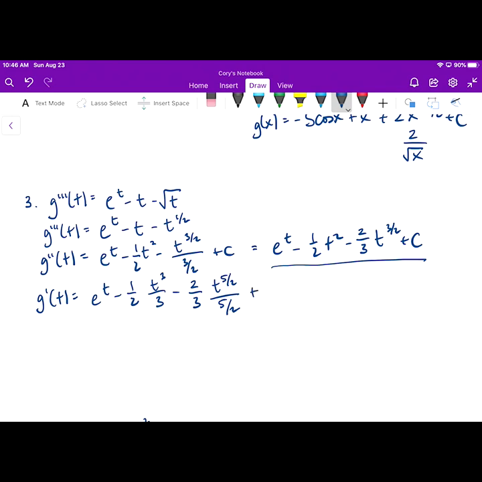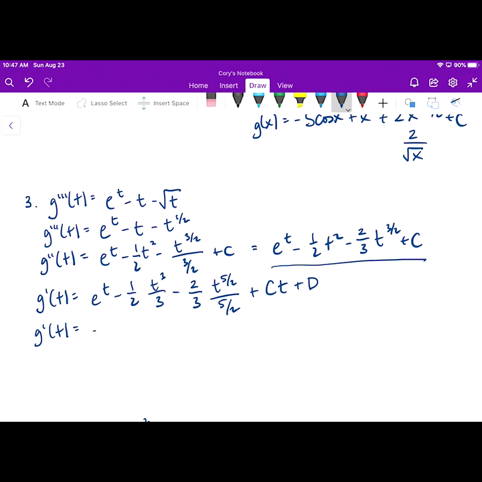plus, if we take the antiderivative of a constant, the derivative of what function gives us a constant? It's the derivative of a linear function. So we're going to take c and multiply it by t. Again, the derivative of ct with respect to t is going to wind up giving us c. And then we have to add a new constant at the end. So I'm going to add the constant d. And then I'm just going to go through and simplify this.